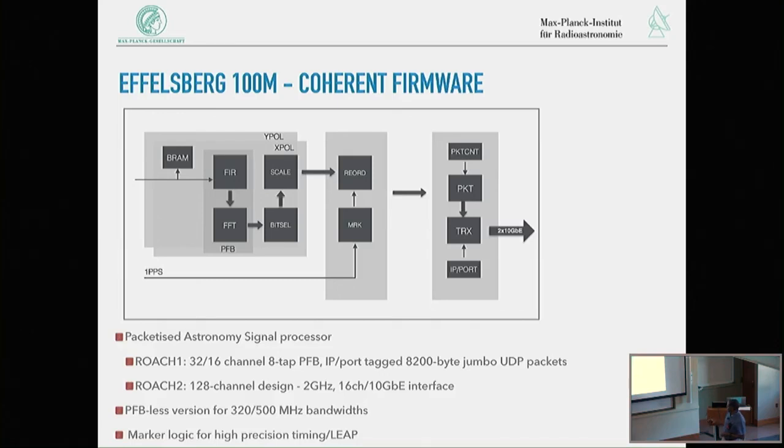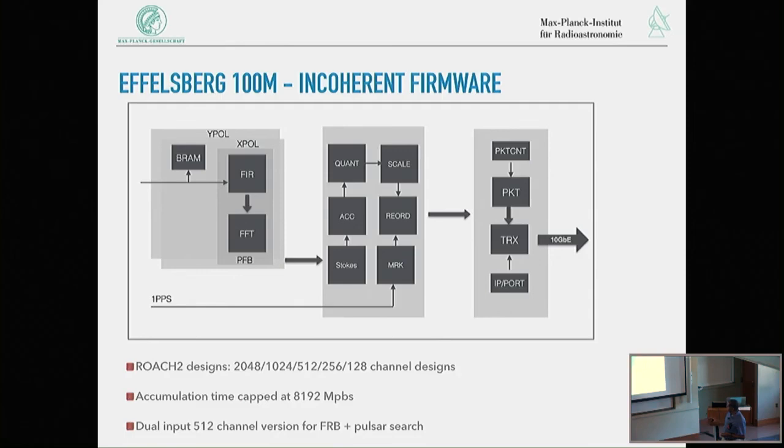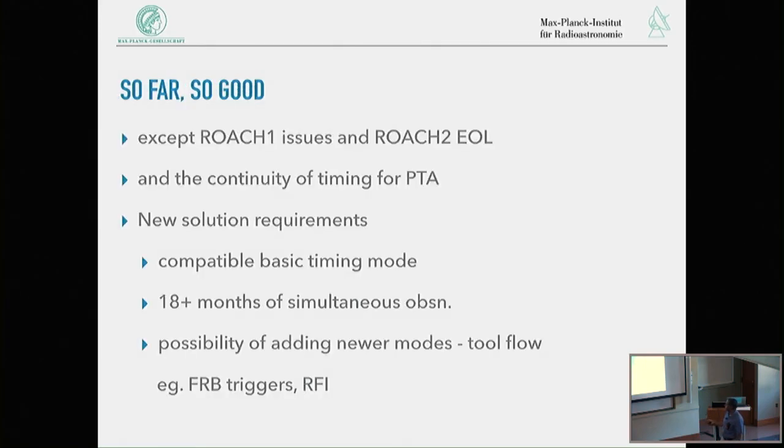Since I'm running out of time, I'm going to cut this short. This is the ROACH 2 firmware, where the only difference is we compute Stokes, and you can accumulate, and then you can bring it down to 8 bits before you transmit to the receiving computers.